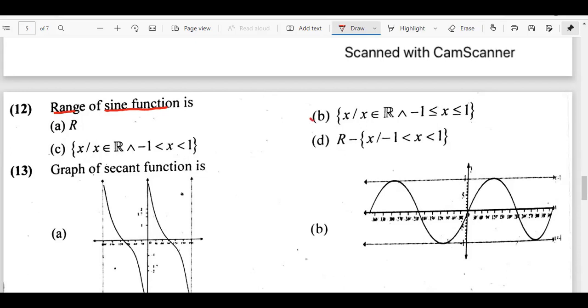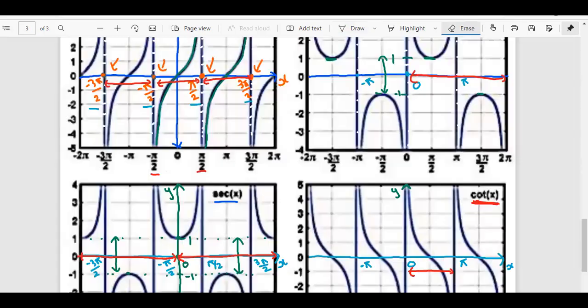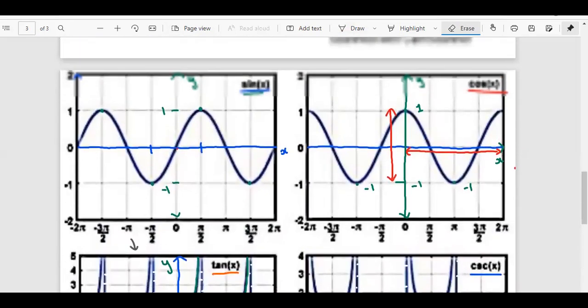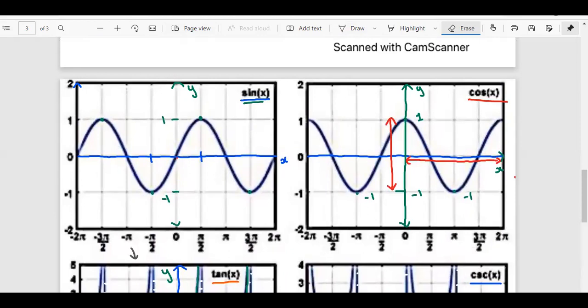Because when we talk about range, we look at the y value and that is between 1 and minus 1. But the examiner is not writing it down that clearly. They have used some different wording. So we need to just understand the idea. Okay, perfect.